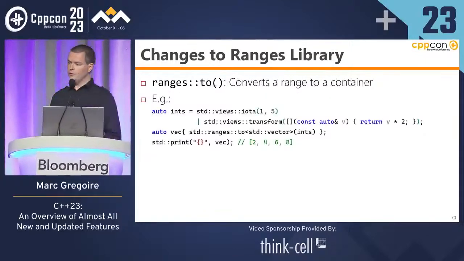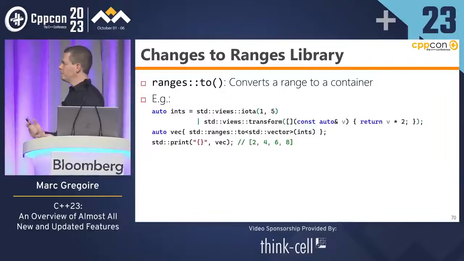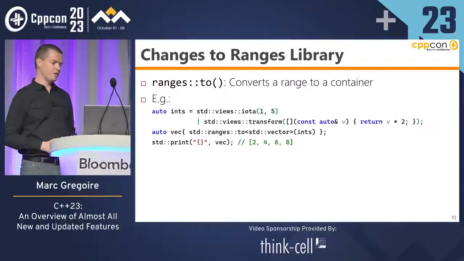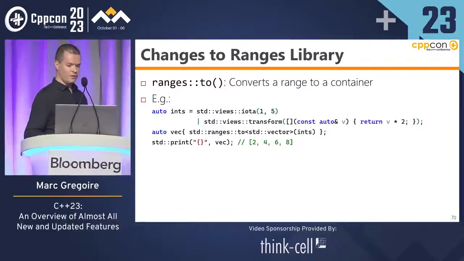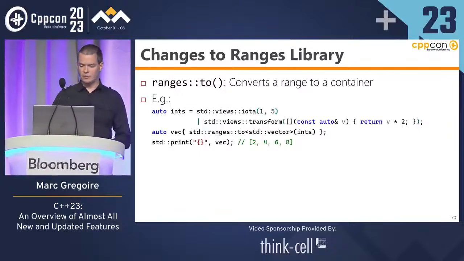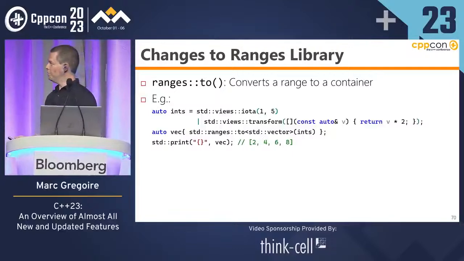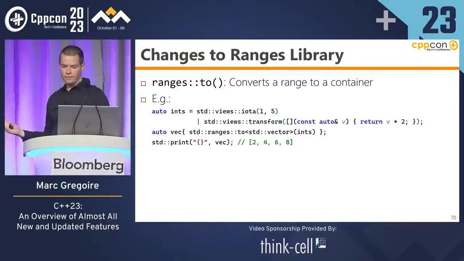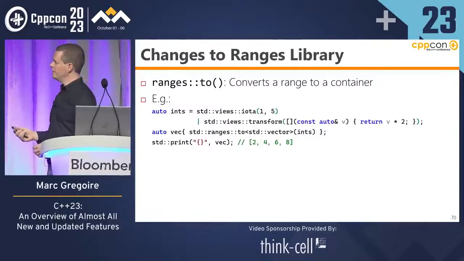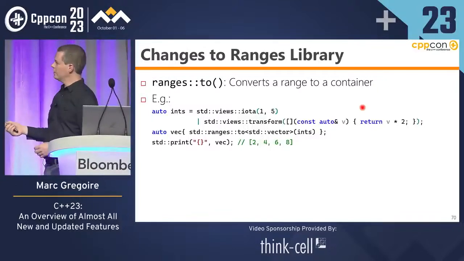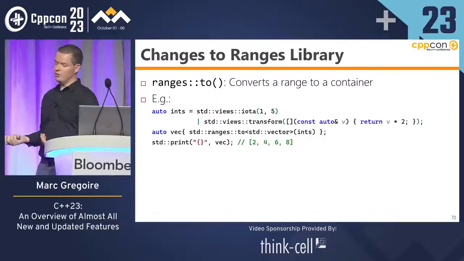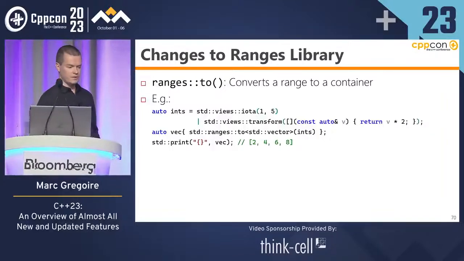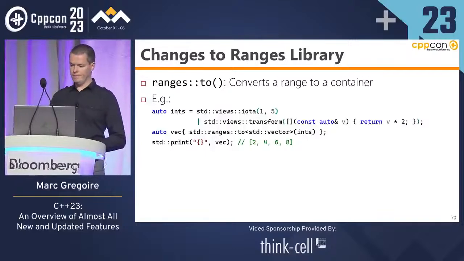ranges::to allows you to convert the range into a container. This was not so trivial in C++20, so luckily now we have this ranges::to in C++23. So what am I doing here? I'm using iota to create a range of 4 integers, 1, 2, 3, 4. I'm transforming them. I'm doubling them, so I get 2, 4, 6, 8. And then the third line here converts my range into a vector, and then I get a vector of integers. I can print them out, and you can see that the result is 2, 4, 6, 8.